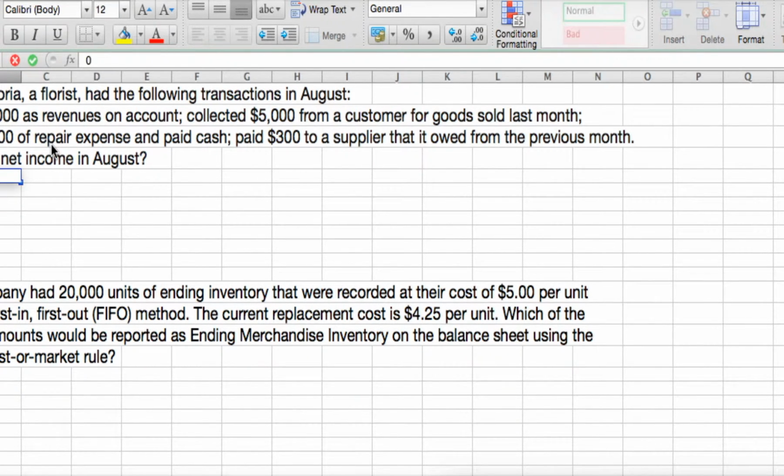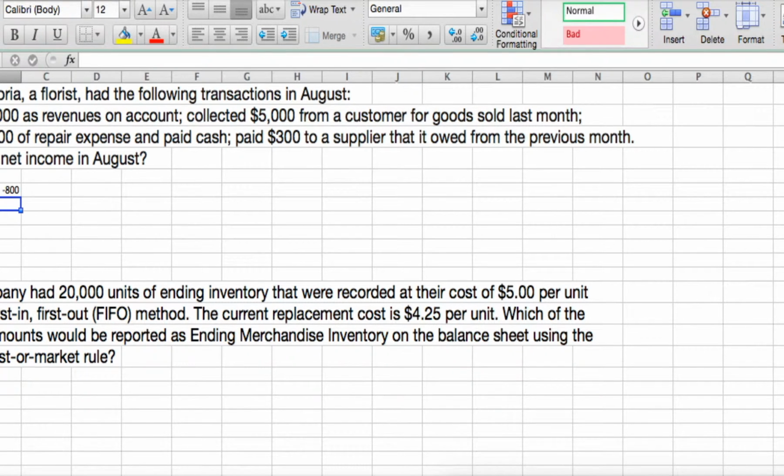That just means, whoops, in parentheses in the accounting world just means a negative number, so you see that recorded there. And then I paid $300 to a supplier that I owed from the previous month. Well, if I owed them that money from the previous month, I don't need to record that as an expense this month. The fact that I paid it this month, again, is irrelevant.